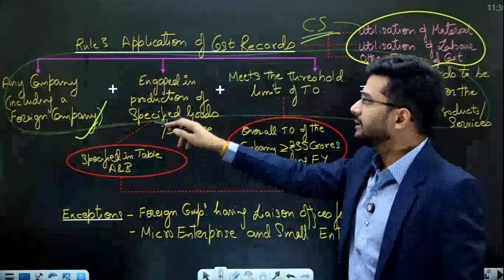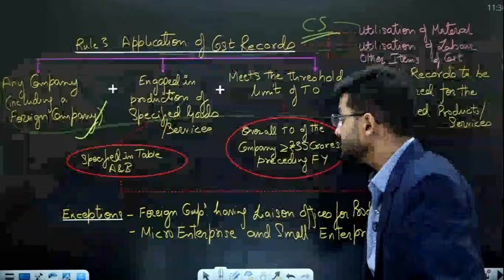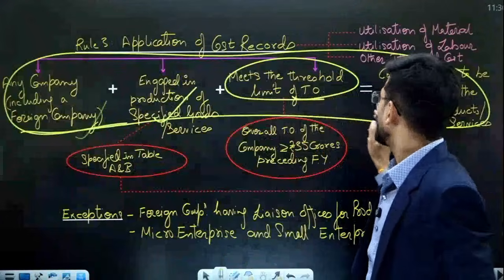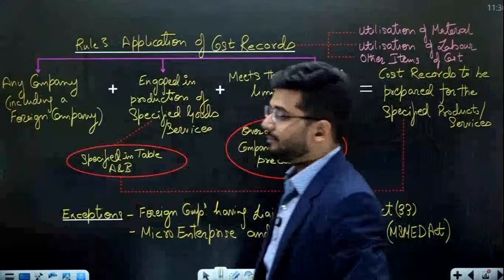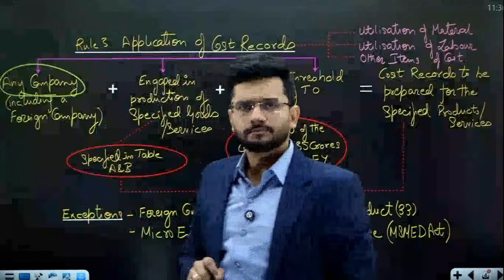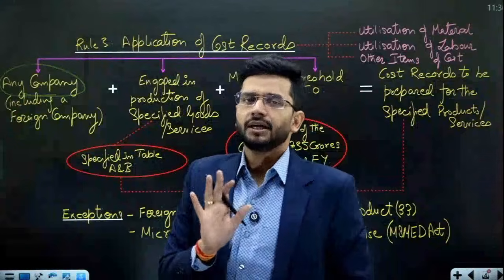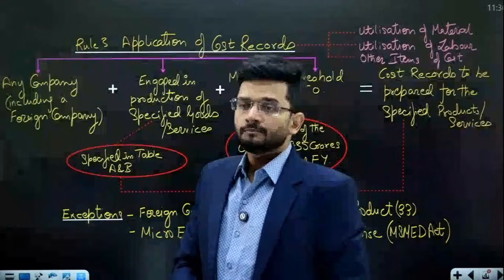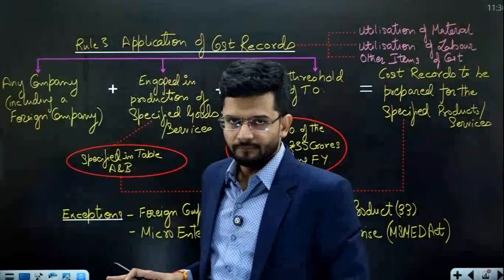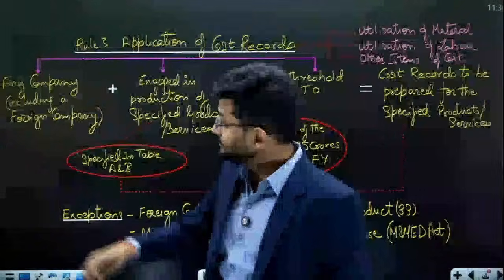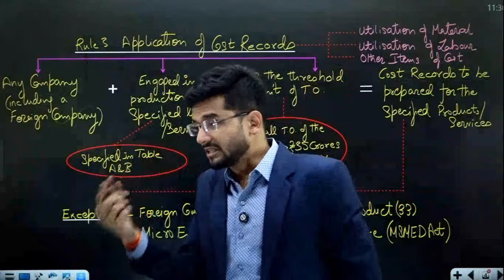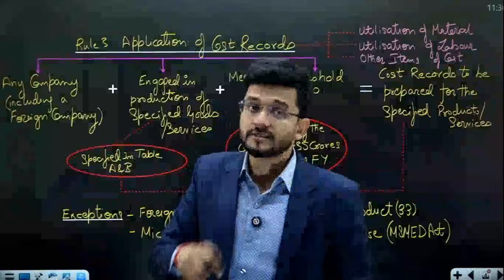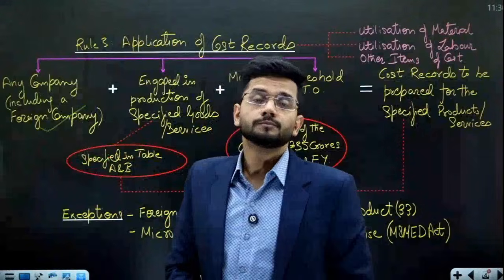Okay, sir. So we understood any company, we understood engagement in production of specified goods and services, we understood meeting the threshold and therefore cost records will be applicable. Now, let us go deeper into each of these parameters. Number 1, any company. We are not bothered what kind of company you are. Be it a small company, large company or any company registered under the Companies Act, including a foreign company. Foreign companies are generally not registered under the Companies Act. They work in India using their branches, project office, liaison office. So those are also included in our purview.